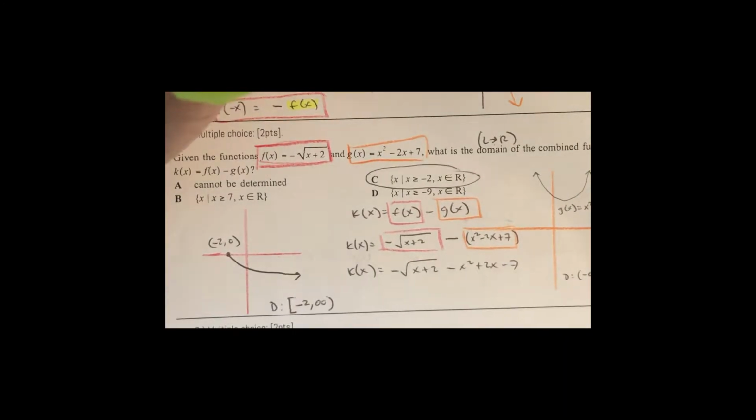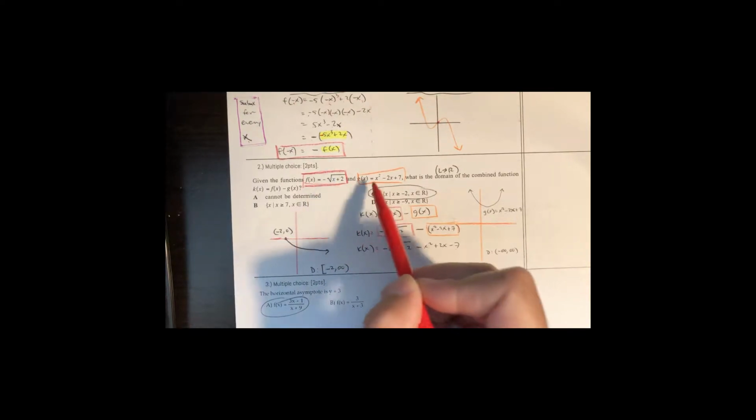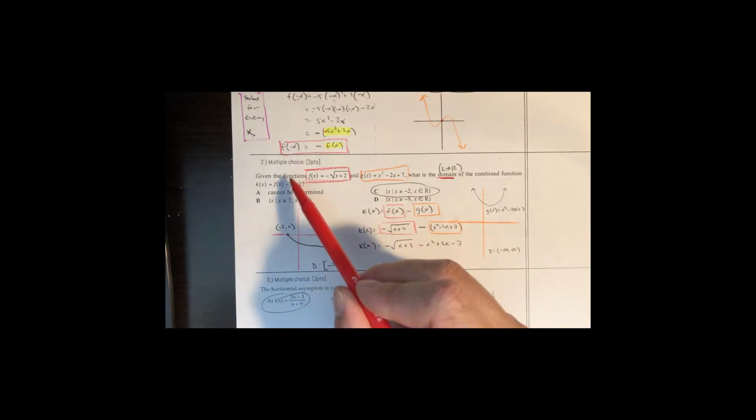Let's see if we get this all in here. There we are. Given the function f of x equals negative x square root of negative square root x plus 2 and g of x equals x squared minus 2x plus 7, what is the domain of the combined function k of x equals f of x minus g of x? So it does not matter actually in the sense that they are adding or subtracting or even multiplying. The one you have to pay attention to is division.